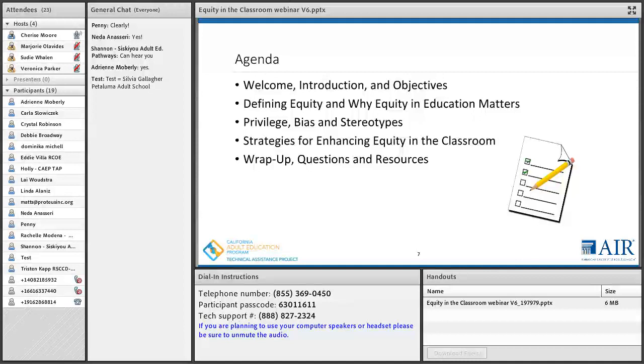As we get started talking about equity in the classroom, I want to quickly go over the agenda. We're going to have some time to get to know each other a little bit more, do some introductions. We're going to define equity and what it means and why it's important in education. We're going to look at 3 peripheral issues surrounding equity: privilege, bias, and stereotypes. Briefly, we're going to look at those, and then we're going to talk about really what this is about, which is strategies for enhancing equity in the classroom. And then some time for you to ask questions and share some of those resources that can help you dig deeper should you wish to do that.